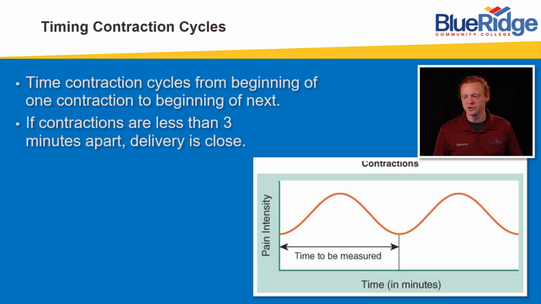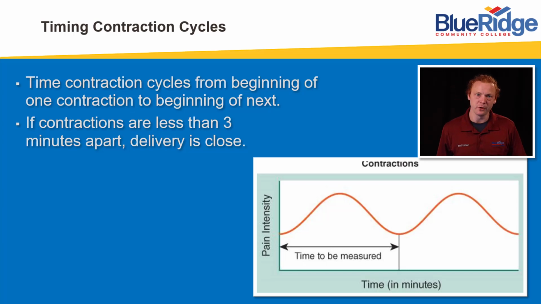So timing your contractions, or the mother's contractions, time the contraction cycles from the beginning of one contraction to the beginning of the next, from start to start. If the contractions are less than 3 minutes apart, delivery is close. As mentioned in a previous slide, if they're 2 minutes apart, your delivery is pretty much imminent. If you're about 5 minutes or a little bit longer, you still have some time to play with, and you may be able to transport to the hospital without being presented with delivery.